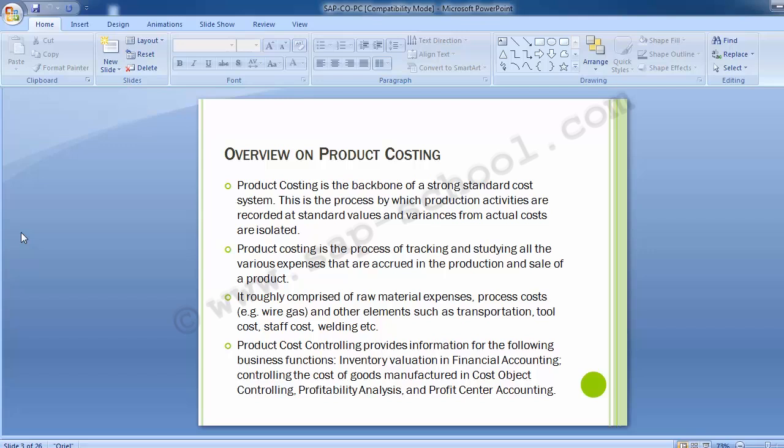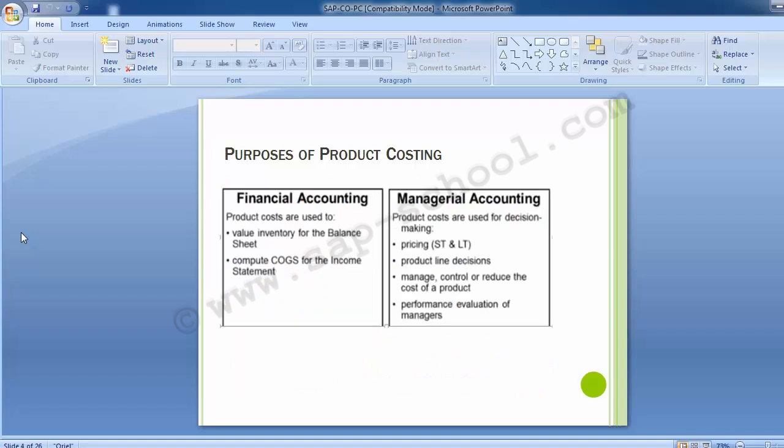Now moving on to the next, which is the purpose of product costing. So product costing has different purposes. If you talk about the financial accounting perspective, that is the SAP FI module, product costs are used to value inventory for the balance sheet and even to compute COGS, that is cost of goods sold, for the income statement, so as to evaluate the correct income for the organization.